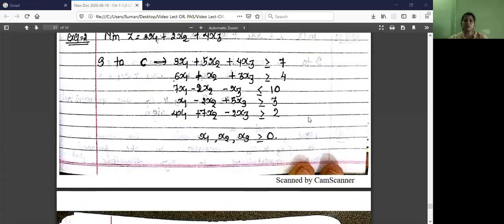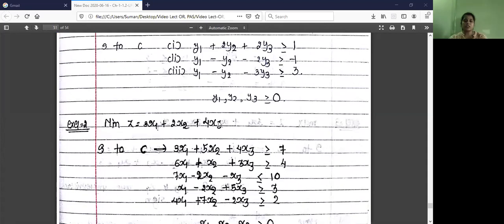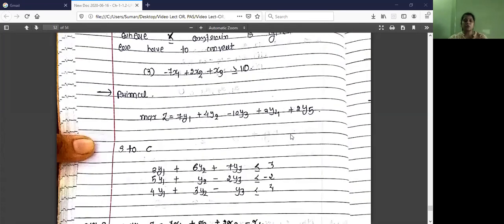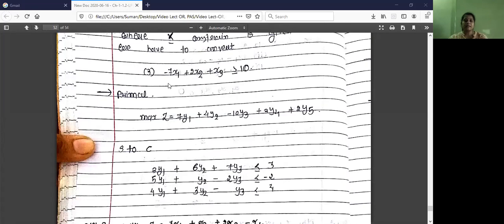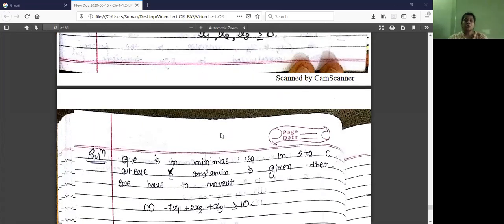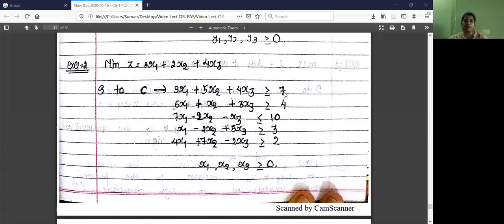Got it? That means our objective function converts into the subject to constraint, and our subject to constraint converts into the objective function. So our solution is: first, our question is in minimization form, then our objective function is in maximization form. Got it? So what is our objective function? We have the decision variables in terms of y.